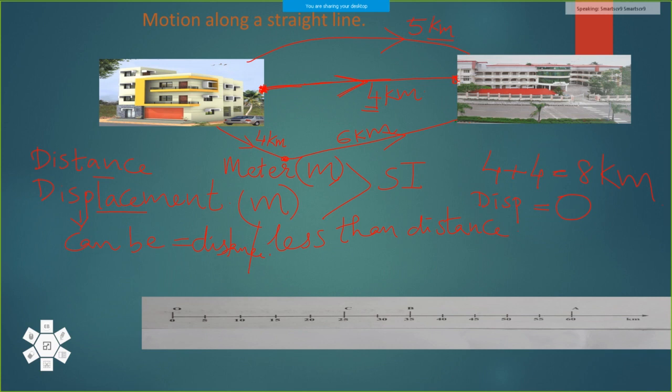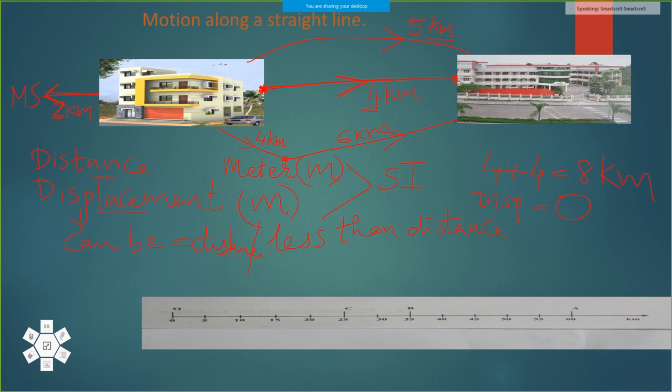But distance is always a positive quantity. It cannot be 0. But displacement can be positive in the forward direction, or 0. And suppose after reaching home, you are going to your music school. Your music school is 2 kilometer in the backward direction, that is the opposite direction. When you move forward towards the right, it is a positive direction. Forward direction, positive direction. And in a straight line, if you are moving backwards, that is a negative direction.